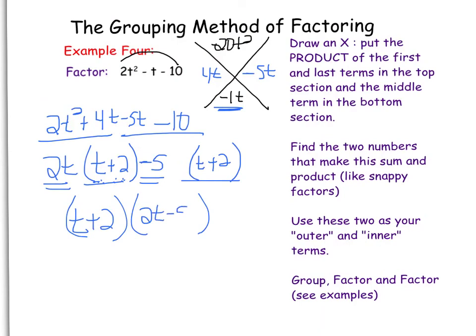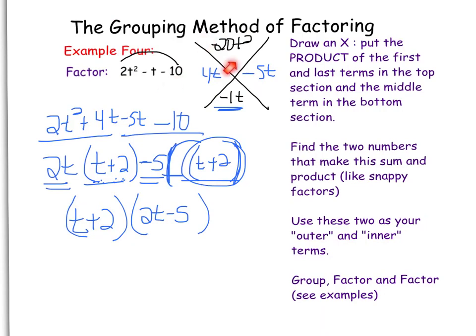And I know that the way I wrote it, there's a little bit of space here, but really this should have been moved over, just so you could see that you really are multiplying. So now to double check, t times 2t gives me my 2t squared, negative 5t plus 4t gives me negative t, and t times negative 5 gives me my negative 10.